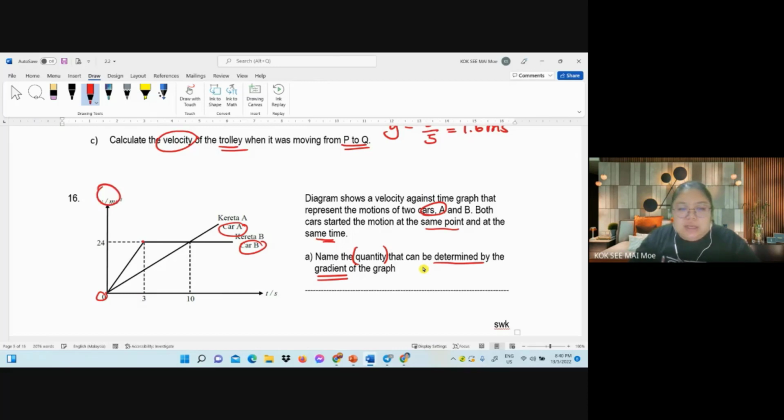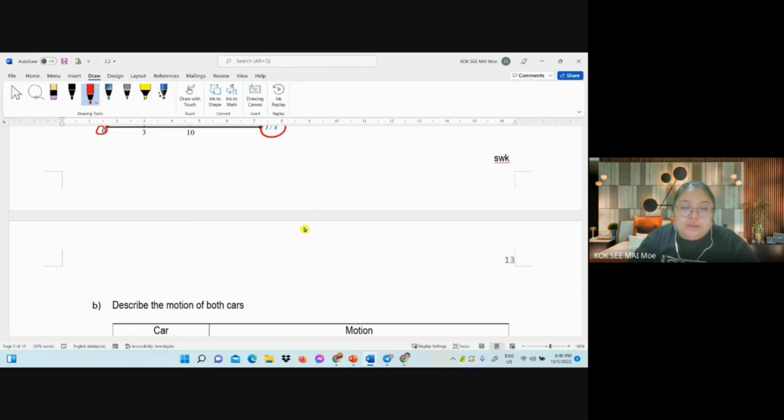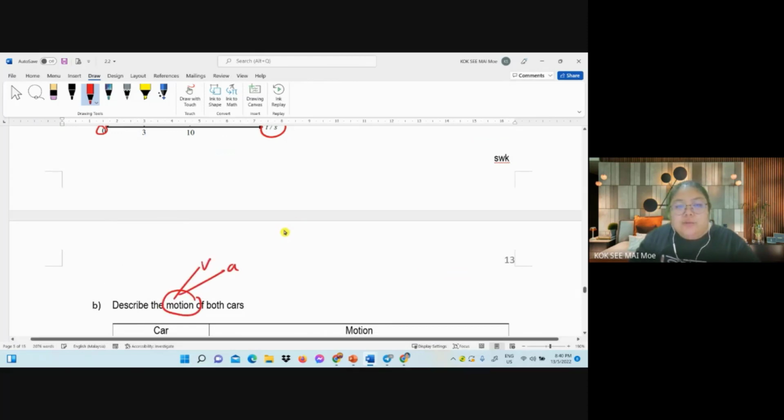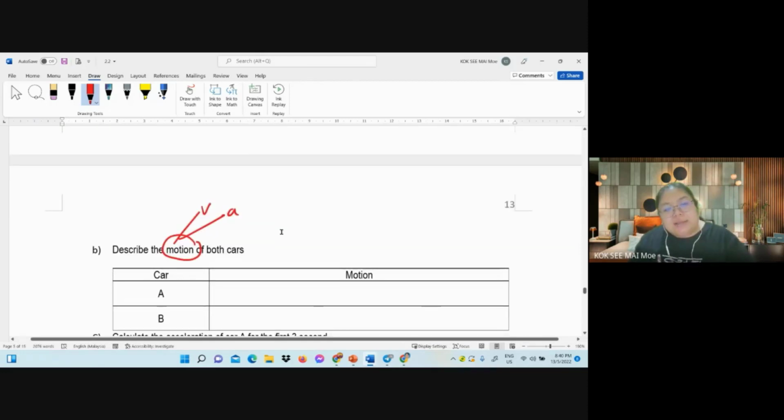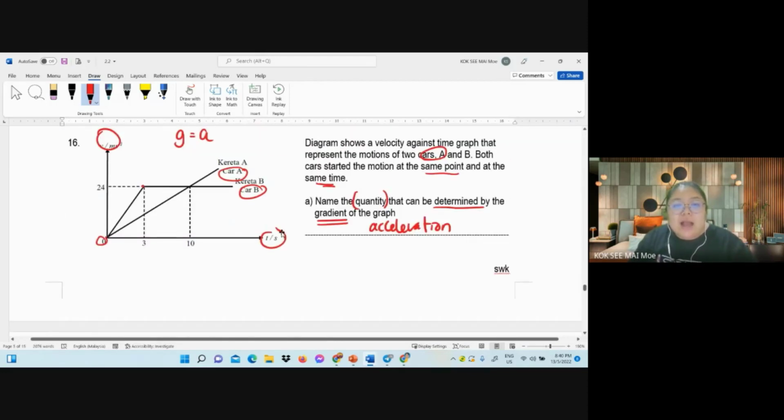This one is a v-t graph. If you find the gradient, it is actually what? It's a, acceleration. Okay, now you need to describe the motion, either v or a. So we go part by part, starting with car A. Car A is okay because it is only a straight line, so you can explain it straightforwardly. What happened for car A? Car A is only moving with constant acceleration, or you say velocity increases uniformly.